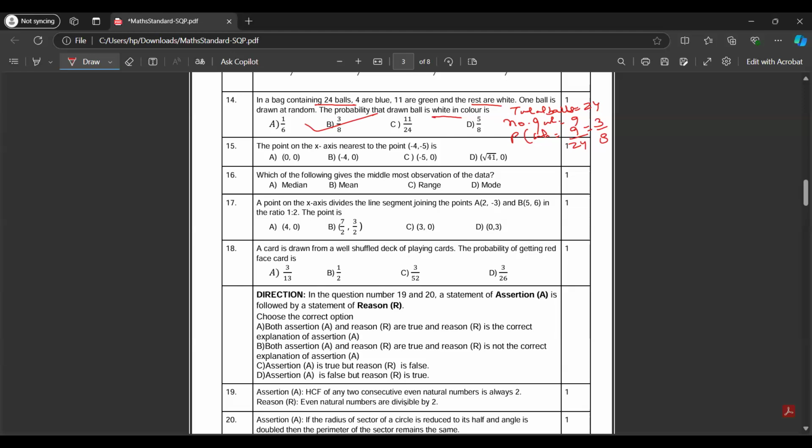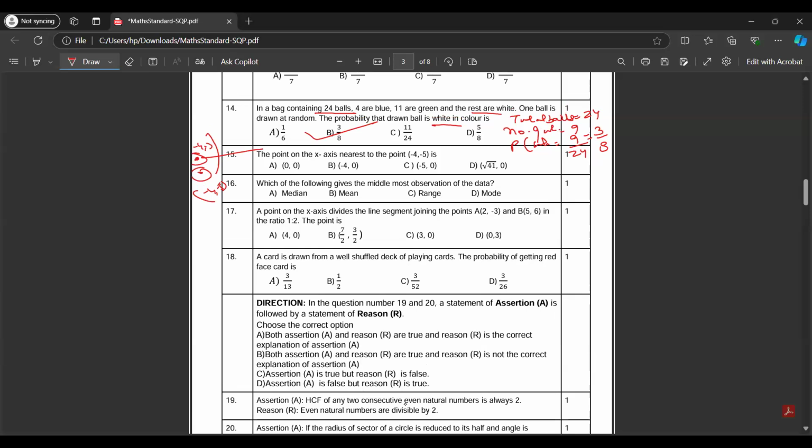Now question number 15. The point on the x-axis nearest to the point -4, -5. Draw the point, hurry up. -4, -5. It will lie here only. So which point will be nearer? -4 and 0. Yes, correct. Now, which of the following gives the middlemost observation of the data? Ma'am, median. Yes, median.